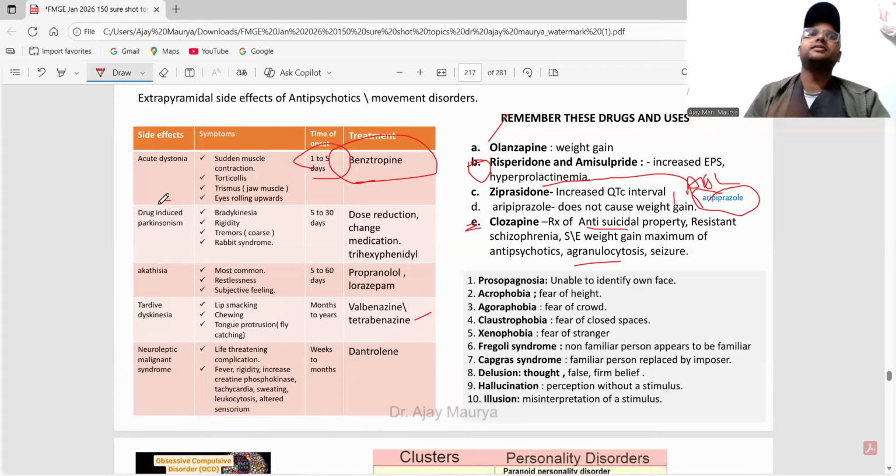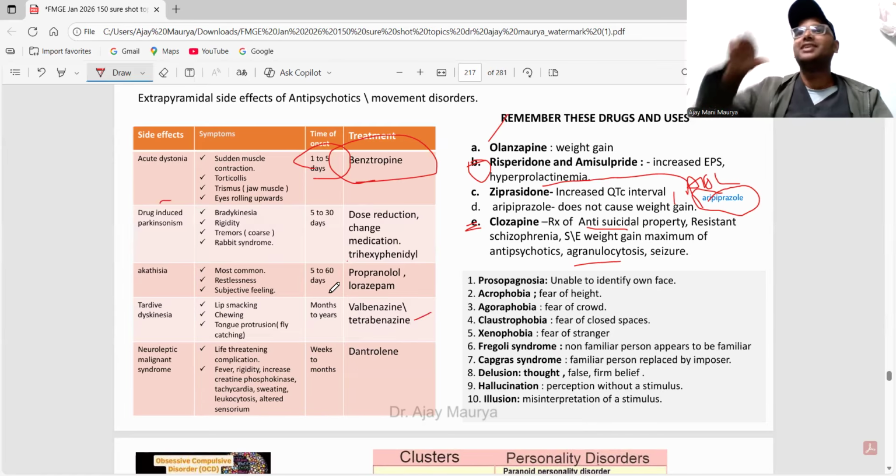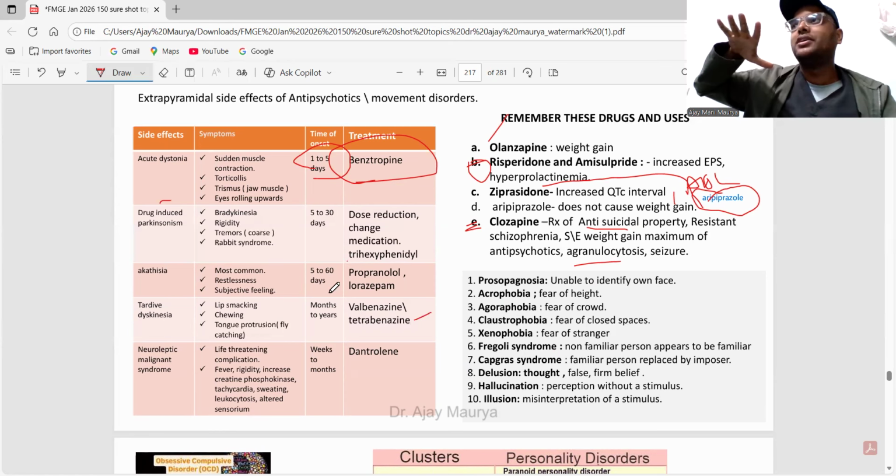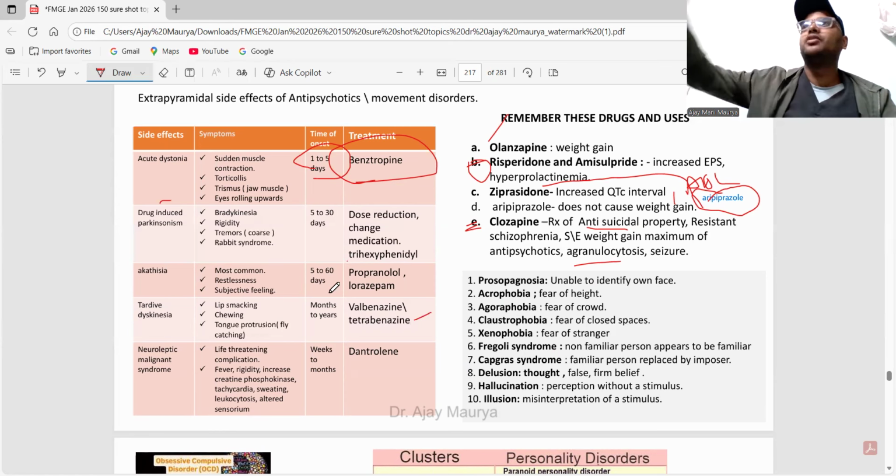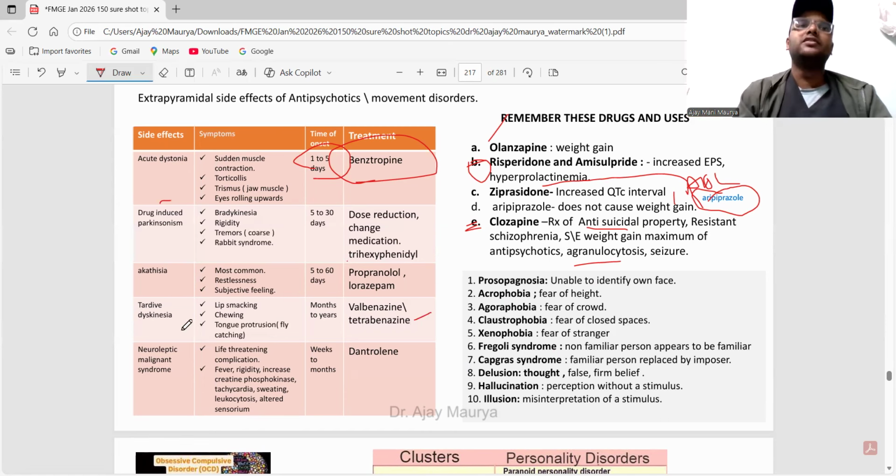Drug-induced Parkinsonism, guys, is seen within 5 to 30 days. Now you have to do dose reduction, and give trihexyphenidyl, which is also an anticholinergic. Next one, within 1 month, if the patient is restless and will not sit in one place, he will always go here and there, this restlessness syndrome is called akathisia. You have to give propranolol, and lorazepam is very important.